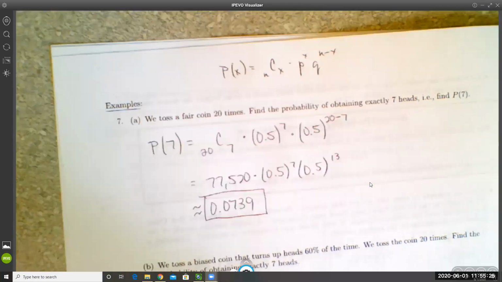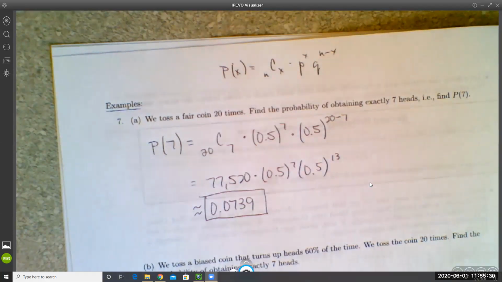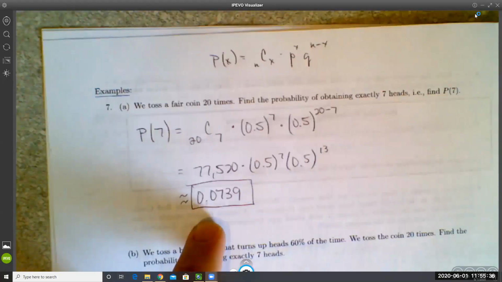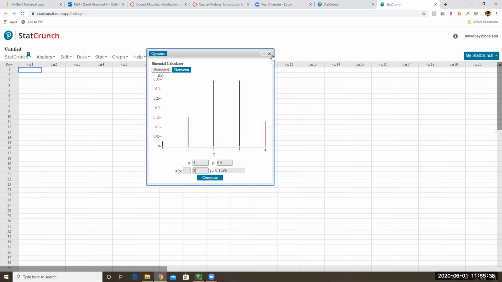I'm not going to go over this second example, because you get the idea. But what I will do is show you that hopefully you get the same number when you do this in StatCrunch. If we go to StatCrunch real quick, we would go to Stat, Calculators, Binomial, and then we would put in 20 as our sample size, and our probability of success is 0.5, and we want the probability that x equals 7. And sure enough, 0.0739. So there you go. That's what StatCrunch is doing behind the scenes.